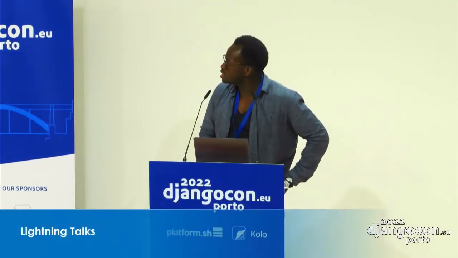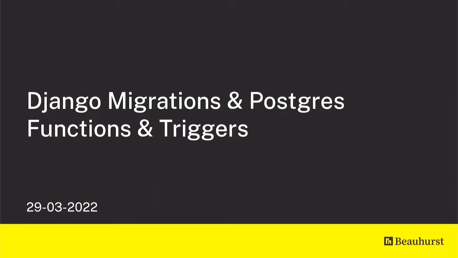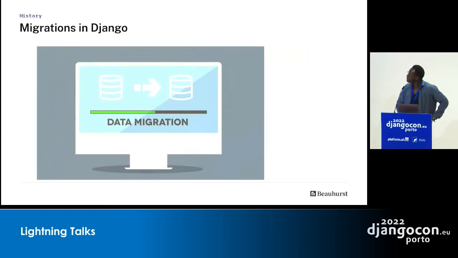So my talk is about some work we've done recently in my company to make some improvements to Django migrations for Postgres functions and triggers. I work at Bohus, a software platform which allows users to do searches over companies and the infrastructure around that, so funders, and get information on companies in the UK.